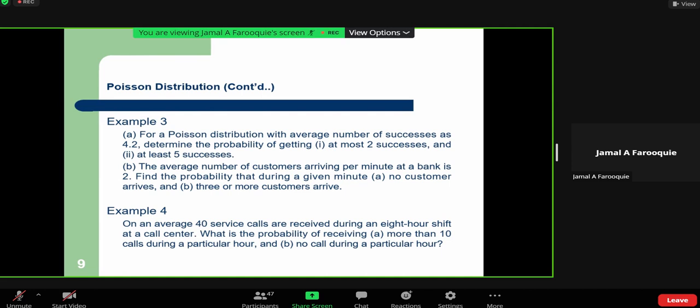And lambda is 5. So with these two examples, you can understand how to express r or x, and how to match that lambda with x. The interval of lambda should match with the interval of r. Am I clear?